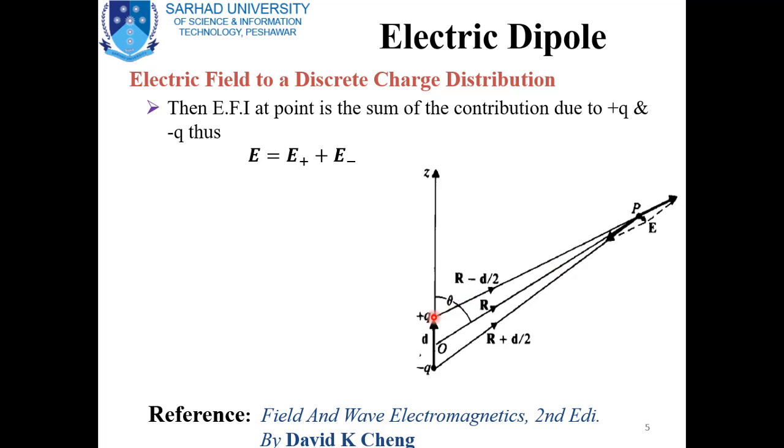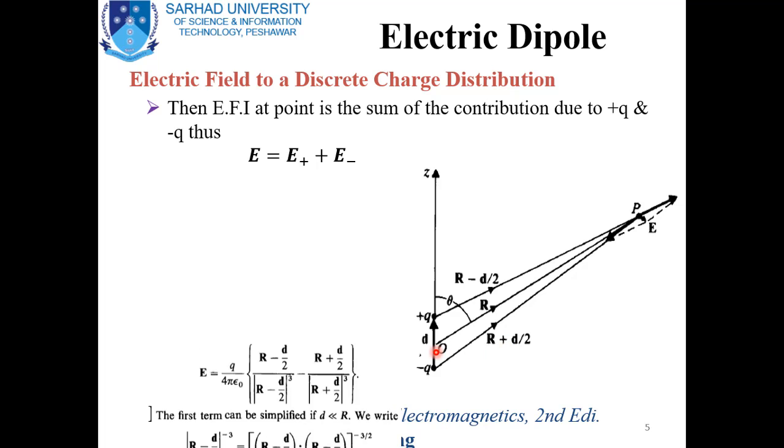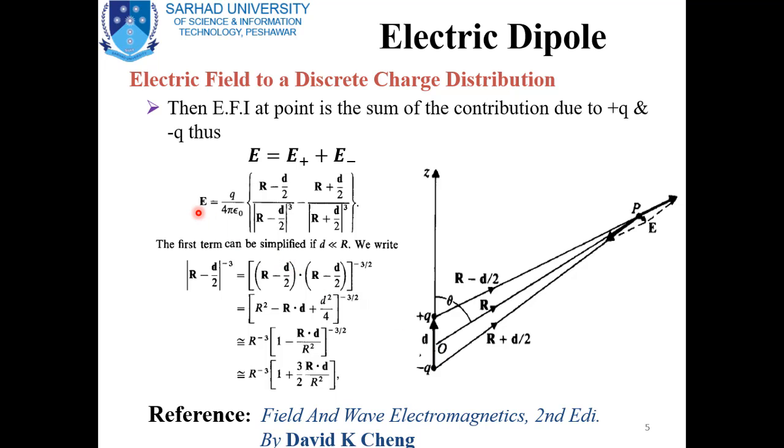Let plus q be at distance r minus d by 2 from point P, and minus q at distance r plus d by 2 from point P, where d by 2 is half of the separation of the dipole. So our total electric field intensity will be q divided by 4 pi epsilon naught. q is taken out of the bracket because the magnitude of the positive and negative charge is the same, and we write the vector r minus d by 2 divided by its magnitude cubed, minus the vector r plus d by 2 divided by the absolute value of r plus d by 2 cubed.